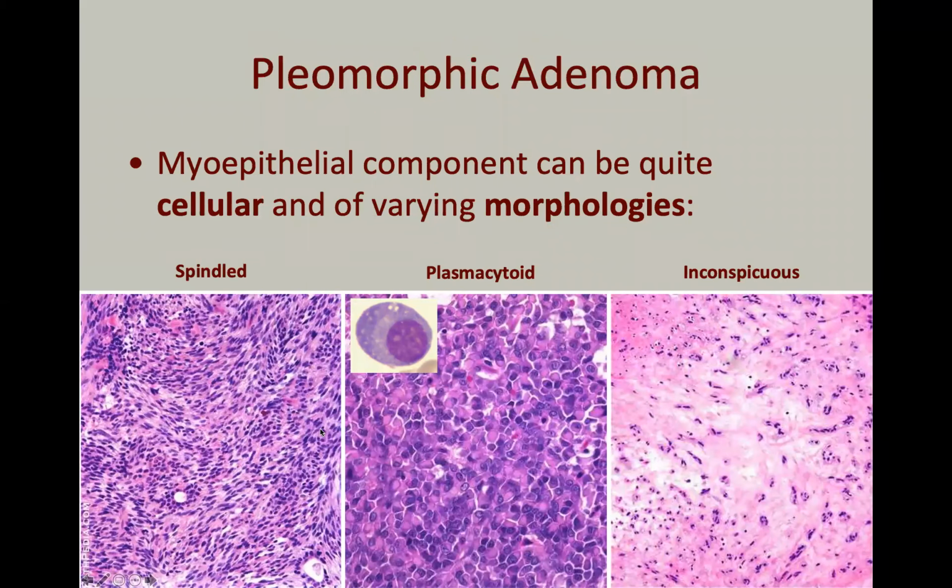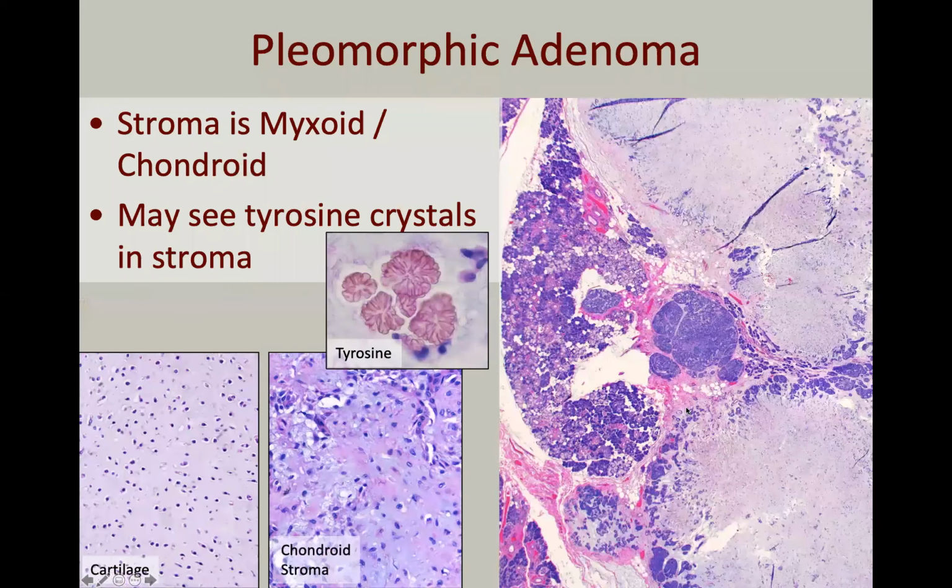The myoepithelial component of pleomorphic adenoma can also be very varied. It can be very cellular and spindled. It can be plasmacytoid, almost resembling a plasma cell, and they can be very small and inconspicuous as well. You may see tyrosine crystals in the stroma of these. That is a nice feature of PA that we don't really see in other salivary tumors, but we don't always report it because it's not very particular.